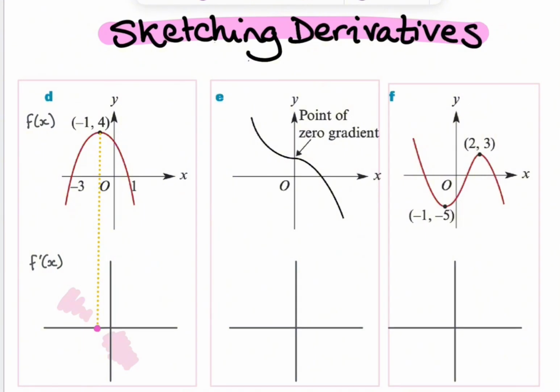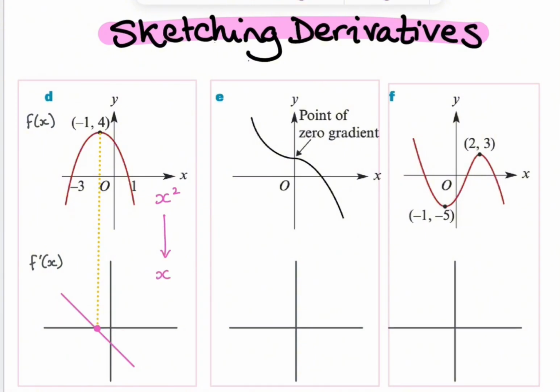And if I join the dots or join the areas, I get a line. Now this makes sense because this original function looks like an x squared, a parabola, and if we take the derivative of that, we do get a line.